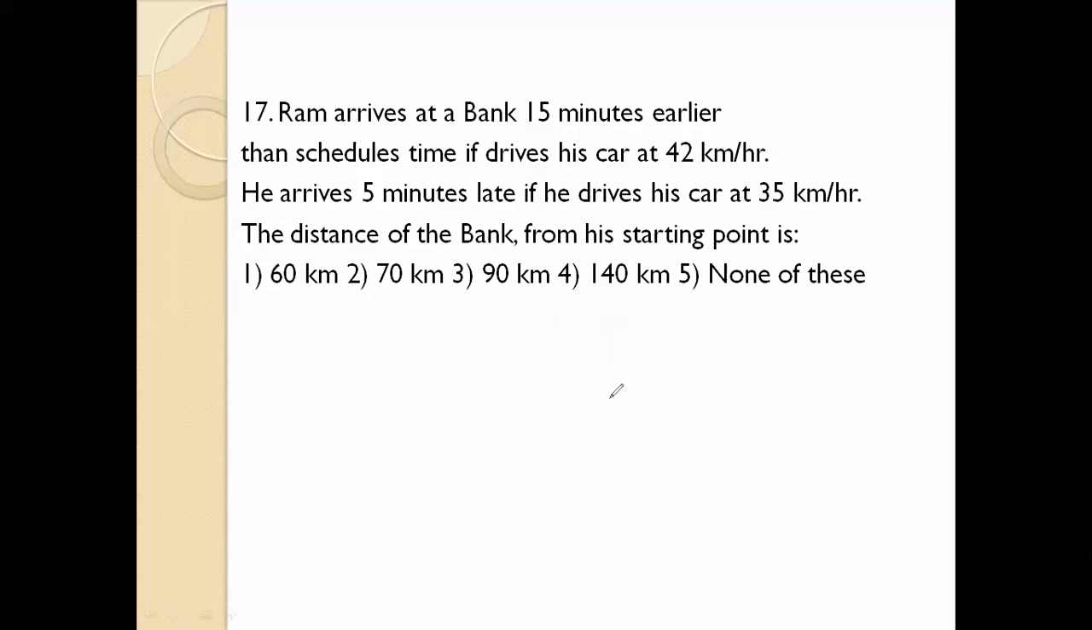Ravi arrives at a bank 15 minutes earlier than the scheduled time if he drives his car at 42 km per hour. He arrives 5 minutes late if he drives the car at 35 km per hour. The distance of the bank from the starting point is?